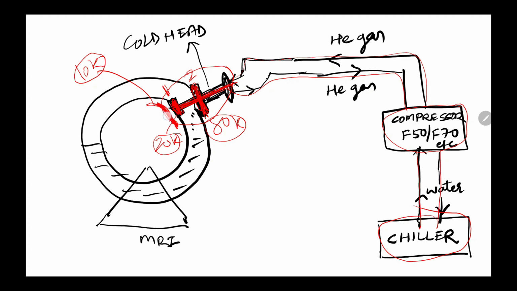So because of this 10K, successfully we keep our helium intact. Here is your helium. And do you know the helium temperature? 4K. So the losses are reduced because of this cold head. Although there is a loss, it is very less. So that's why we call it a 10K magnet technology.